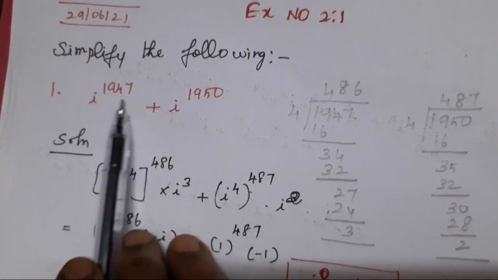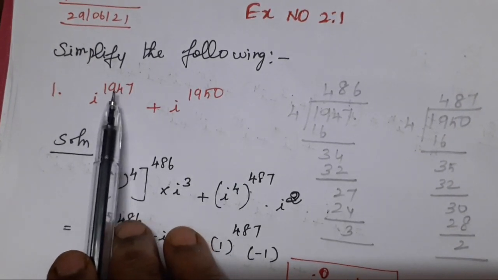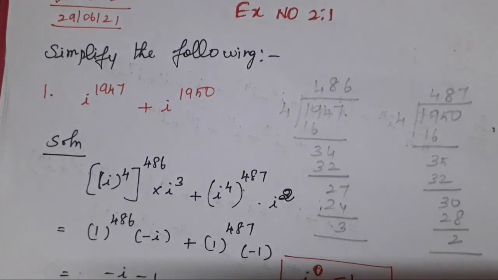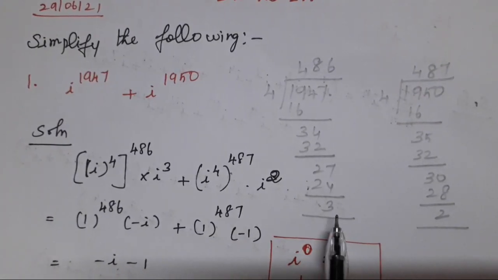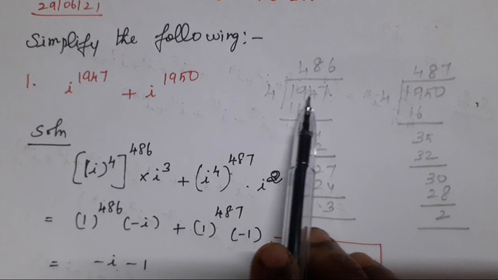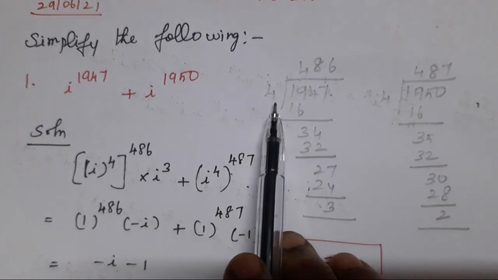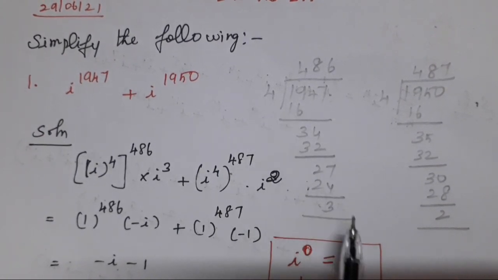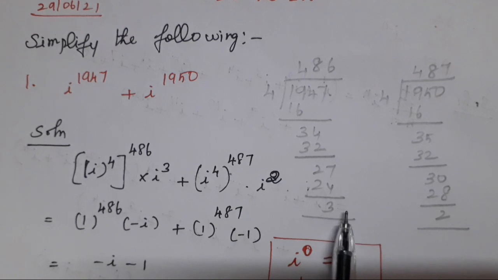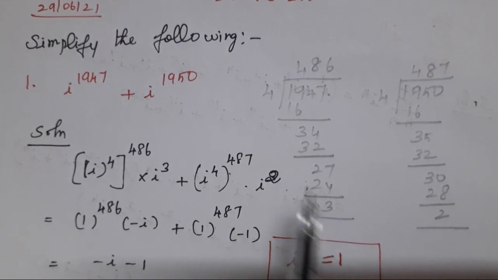See, this is 1947. Divide it by 4, using the 4 table. What is the balance? The balance is 3. So 1947 is divided by 4. If the number is divided by 4, what is the balance? The balance, that is the remainder, is very important. The balance is 3.